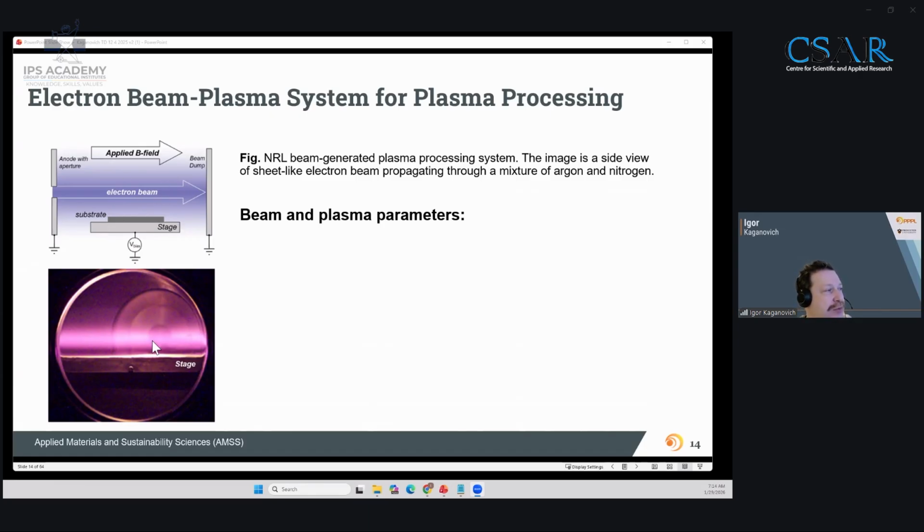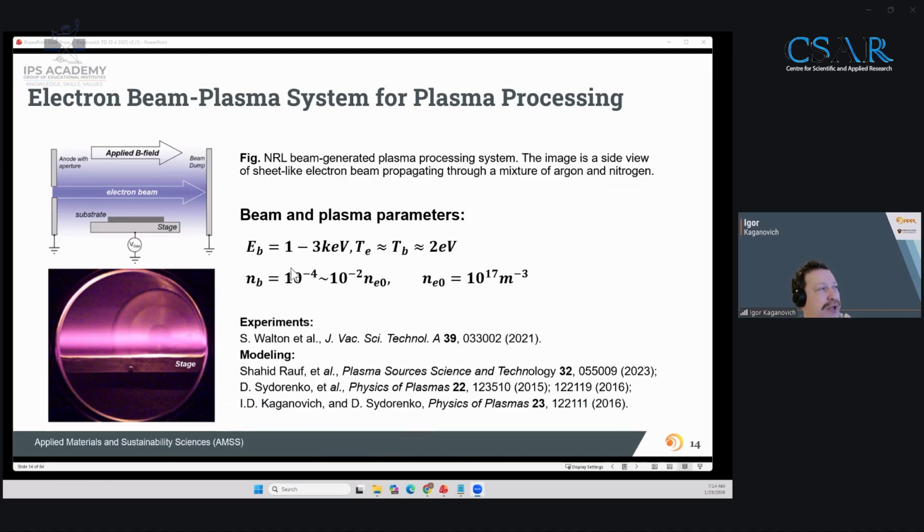So on top you see schematics, on the bottom a photograph of a real experiment. Typical parameters: beam about a few kilovolts, but it will produce a very quiet plasma with a typical density of 10 to the 11, beam density about 1% of this plasma density, and it creates a very small temperature, which is very good for gentle processing on the atomic scale level, which is what is important for modern microelectronics.